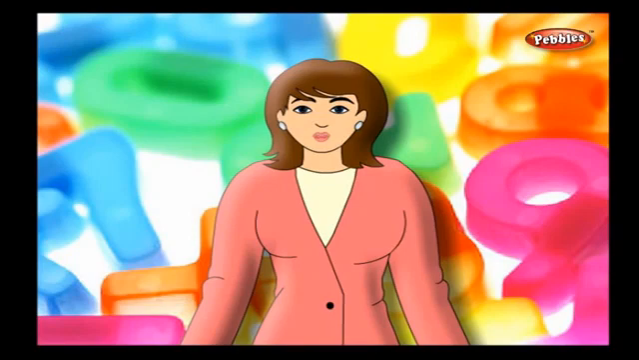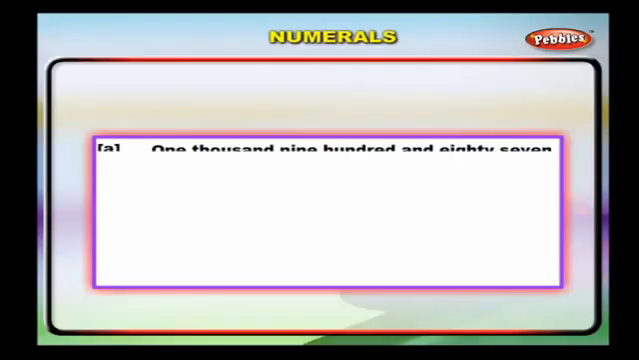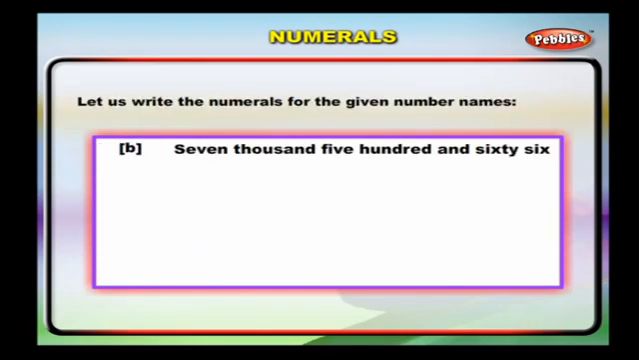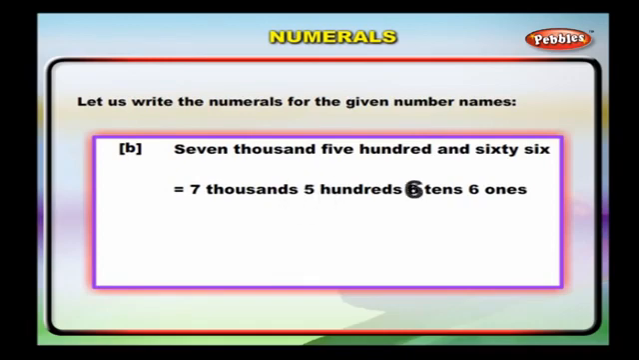Let us write the numerals for the given number names. 1,987. We have 1,000s, 900s, 8 tens, and 7 ones. We write this as 1,987. 7,566. We have 7,000s, 500s, 6 tens, and 6 ones. We write this as 7,566.